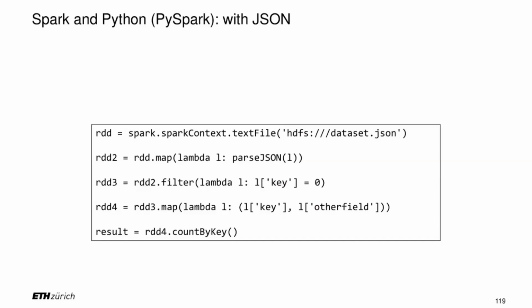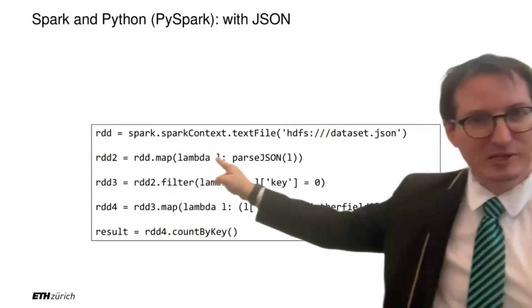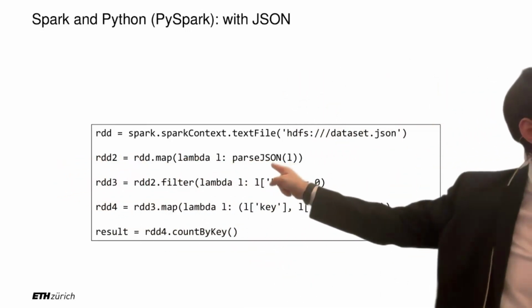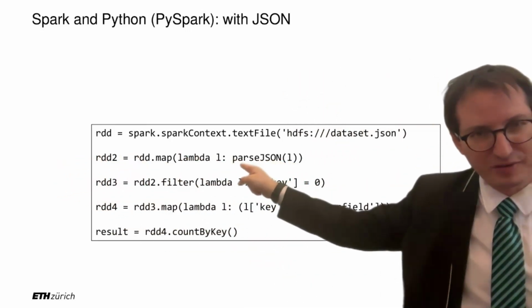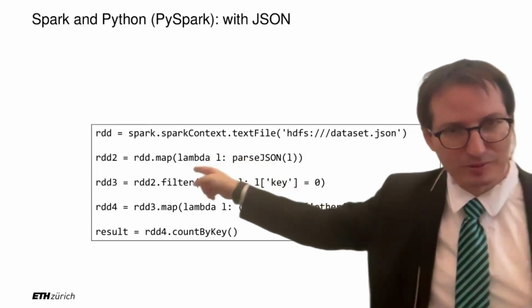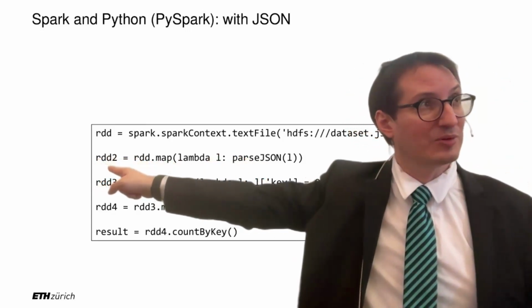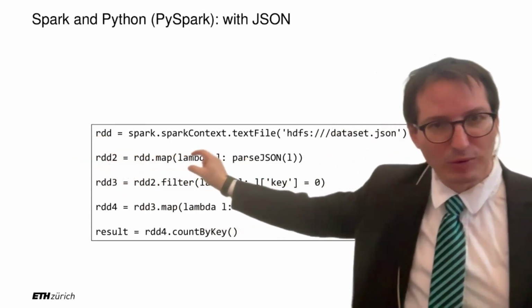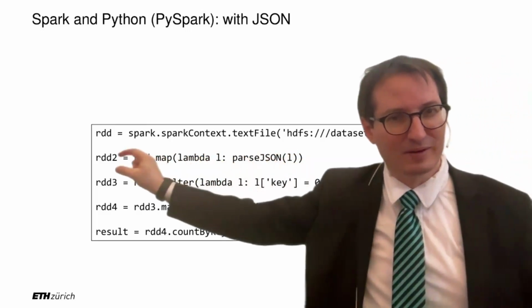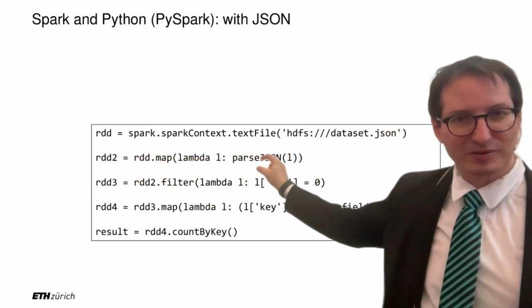In fact, this one right here is an RDD of JSON objects. You agree? I parsed the JSON. These are Python dictionaries, JSON objects. So this is an RDD of JSON objects. And this is the one that I want to replace with a data frame, right? Because that's going to be more efficient.